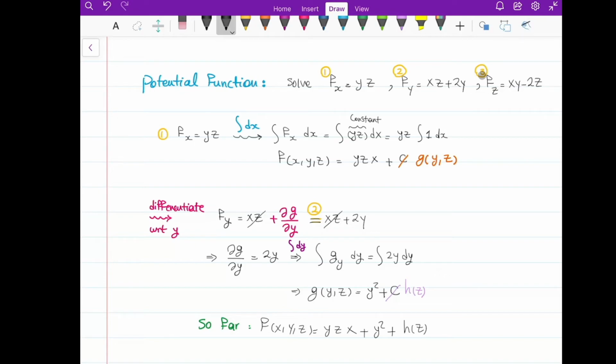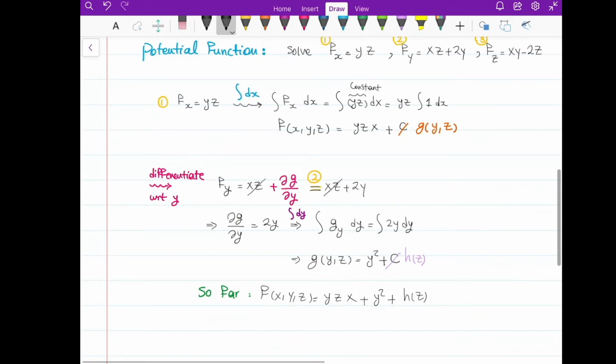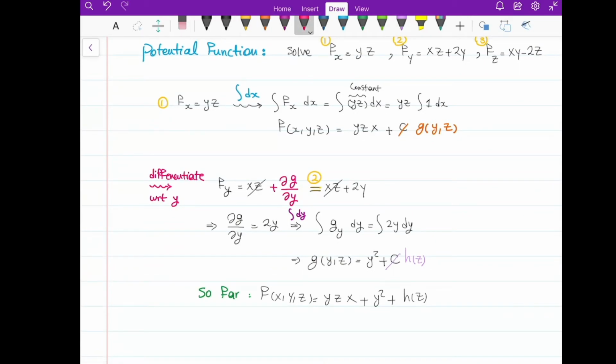So now it's time to differentiate the function that we found with respect to z, to use the third equation. So let me do it. I'm gonna differentiate f with respect to z. Okay, so what do I have? I have f of z. Derivative of here with respect to z is just yx.